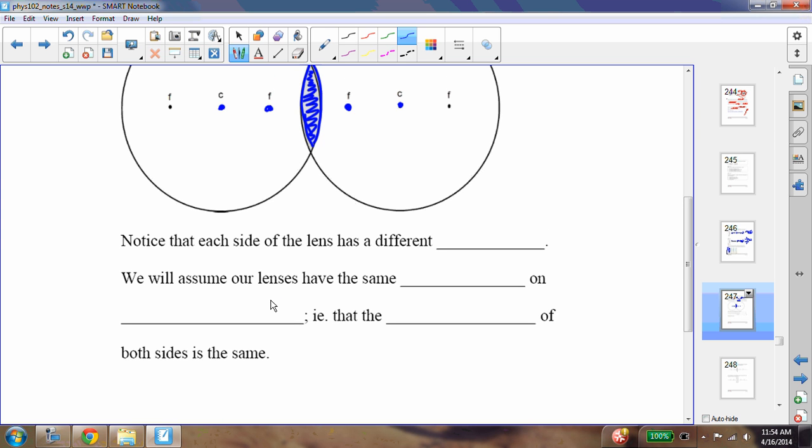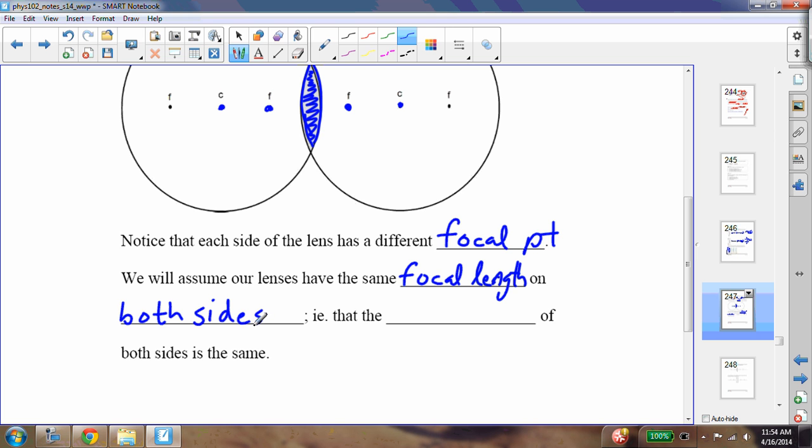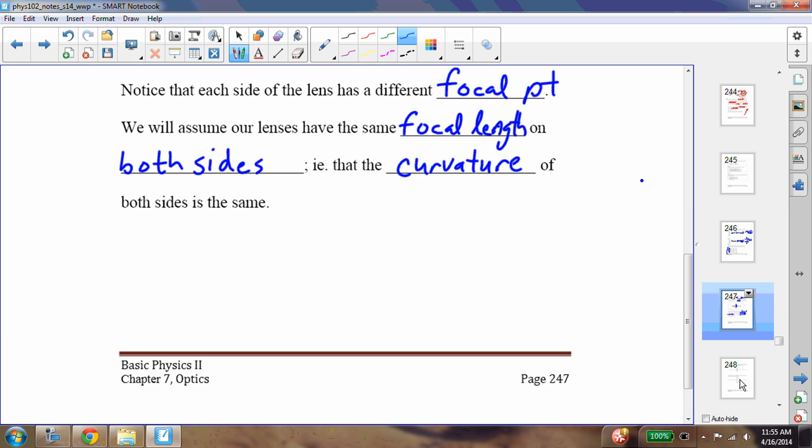Now notice that each side of the lens has a different focal point. Though in this class we'll just deal with lenses that have the same focal length on both sides. And that is just to say that the center of curvature, or just the curvature of both sides, is the same. Both sides, it's like they're cut from the same sphere. But that doesn't have to be the case, and is often not the case in some optical experiments.